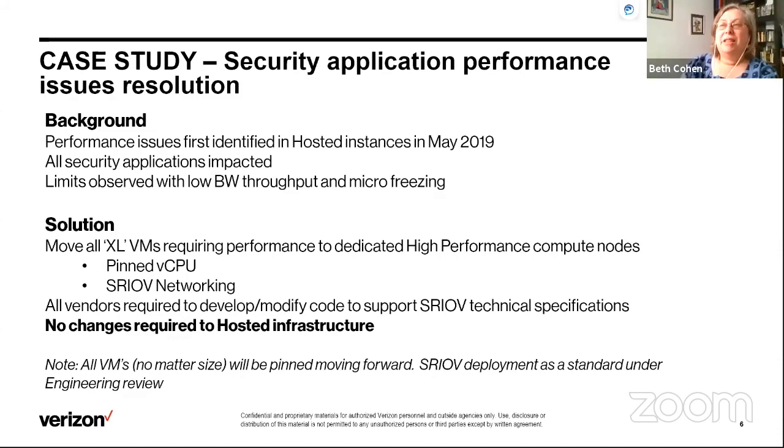So I want to talk. This is a case study. This is a large financial institution. And they started seeing performance issues show up. It wasn't immediate because they weren't stressing the system, but in May of 2019, they started seeing weird behaviors. They started seeing low bandwidth and micro freezing of the application.